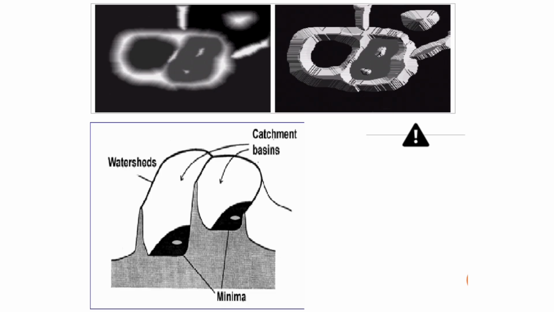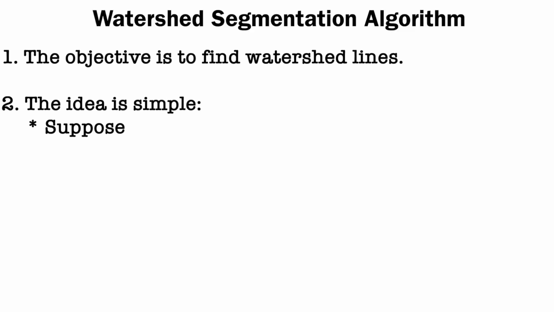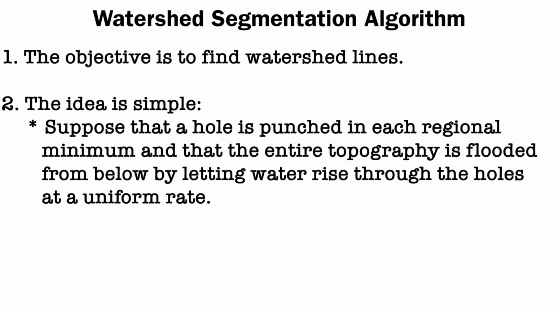Now here in the picture we can see the 3D image. The 3D image means there are 3 coordinates. So we have to find 2 basic things to find the watershed lines. First is the catchment basin and the second one is the minima. If we find these two things, then the watershed lines can be clearly found between these separated pixels. The objective is to find watershed lines.